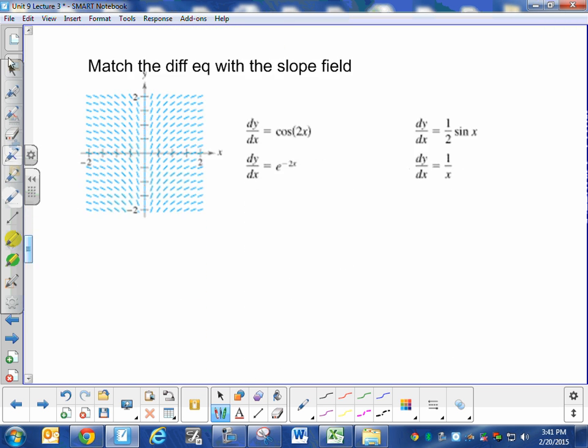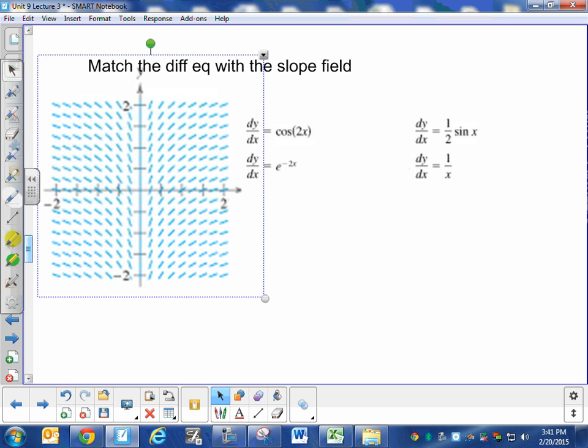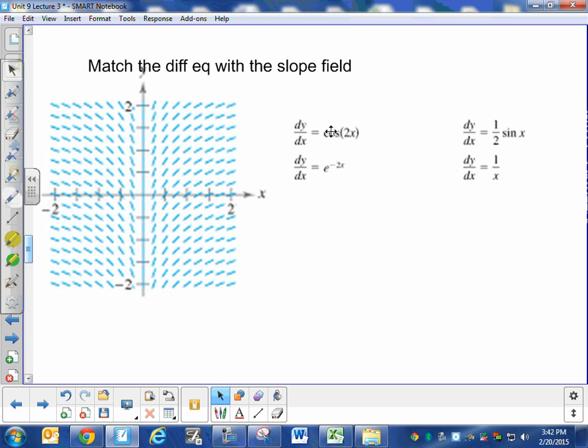Now, another thing we would be asked is to take a slope field and match it with the correct differential equation. I'm going to show you how to do these, and then you'll be able to do it on the next one. The key is you got to pick out ones that are extreme, like zeros or undefined. You can't really see it here, but there are a bunch of vertical tangent slopes right here at 0.